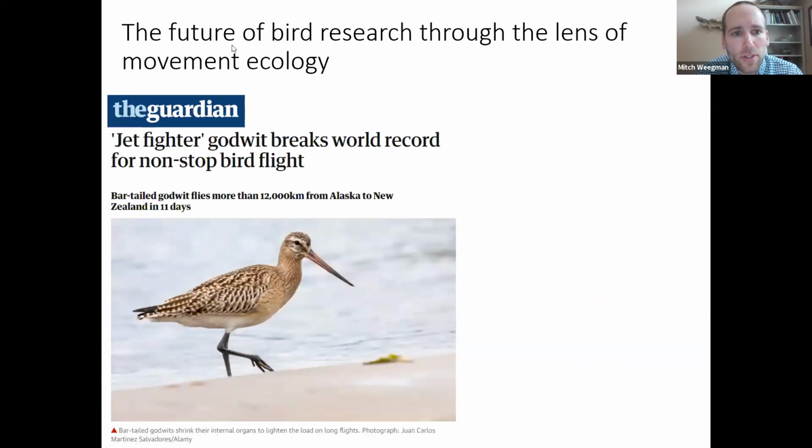So to close this talk, I just wanted to briefly talk about the future of bird research through the lens of movement ecology. Of course, we're seeing in the press and in the scientific literature some amazing strategies that are being uncovered by these novel tracking technologies. So for example, this recent story that probably lots of you saw regarding bar-tailed godwits breaking the record for nonstop bird flight between Alaska and New Zealand.